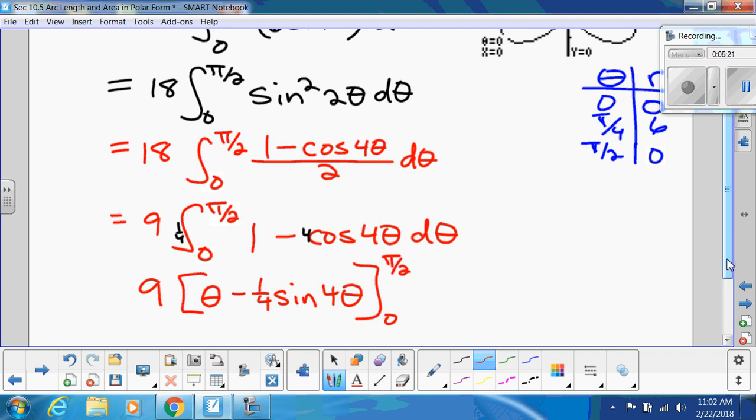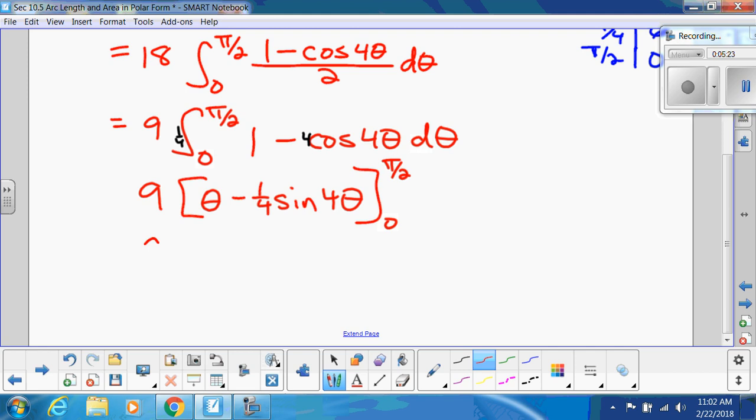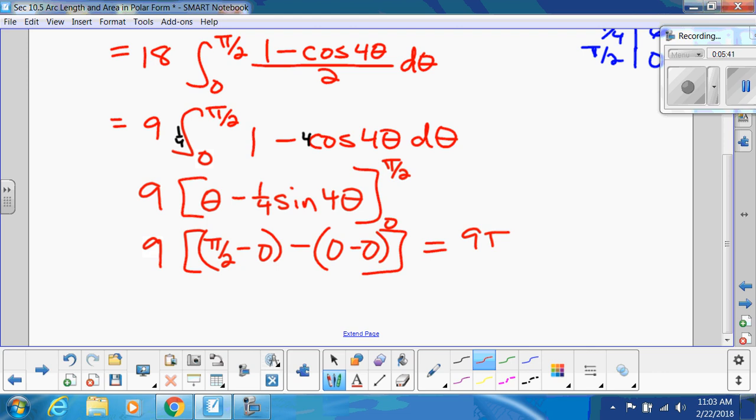Okay, so I've got pi over 2. This would be sine of 2 pi, which is 0, so that'll be 0. And then now I'm going to plug in 0, so that'll be 0, and then sine of 0 is 0 again. All right, so I just have 9 pi over 2. That's the area of one petal.